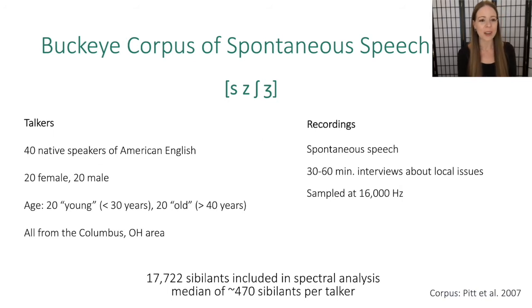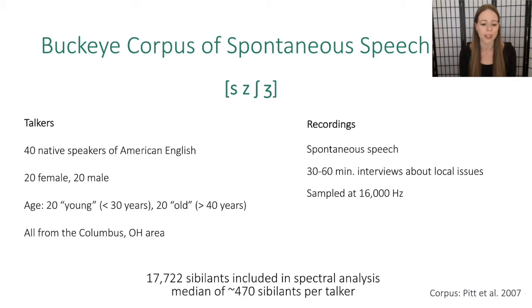Okay, so we'll be looking at the Buckeye corpus of spontaneous speech, which is a pretty well-known speech corpus of American English, and we're going to be focusing on cross-talker variation in the sibilant fricatives, and specifically in their mid-frequency peak. So we have sa, za, sha, ja, 40 native speakers of American English, and the demographics are nicely balanced in this corpus.